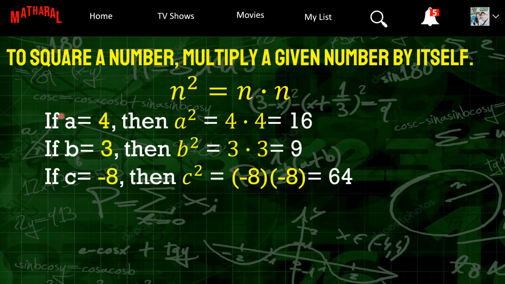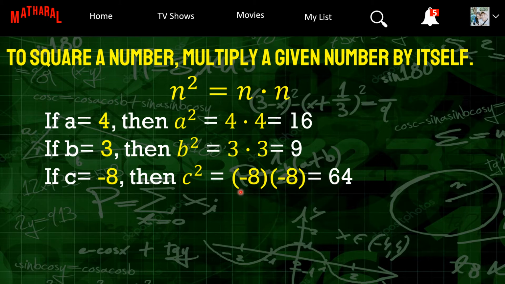So, in here, if a is equal to 4, then a squared is equal to 4 times 4, as what we had here. So, 4 times 4 is 16. Ayun po, 16 siya. Okay, the next one, if b is equal to 3, then b squared is equal to 3 times 3, or is equal to 9. If c is equal to negative 8, then c squared is equal to negative 8 times negative 8 equals 64.